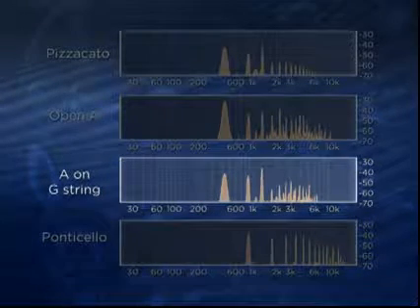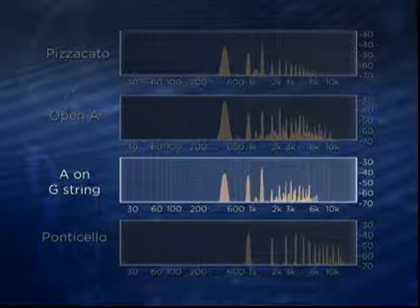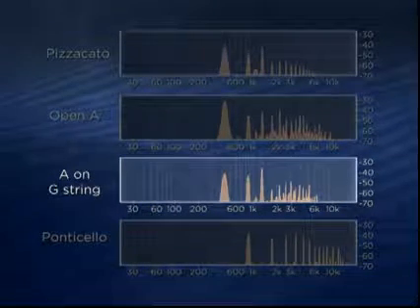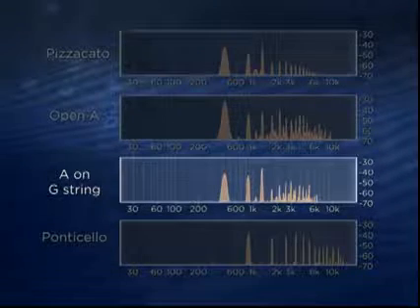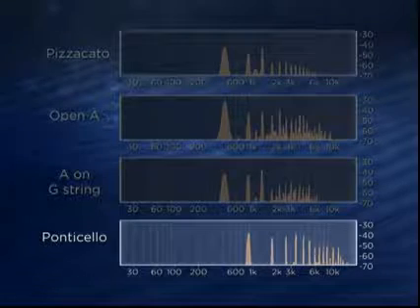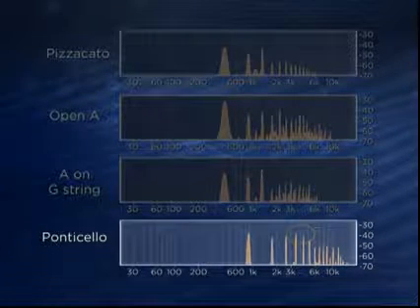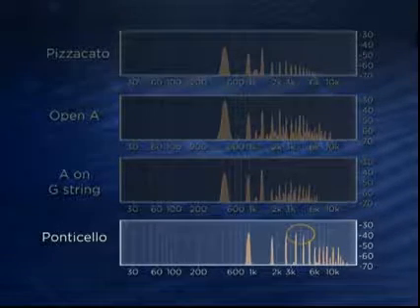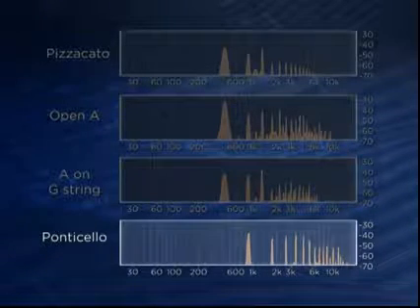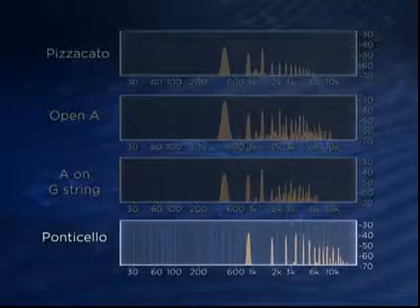The A on the G string, the higher overtones are much quieter. The recipe calls for much less of those higher overtones and just more of the initial ones, the lower frequencies. And when you play ponticello, I want you to look closely here, from about 3,000 Hertz to 5,000 Hertz. They're even louder than the open A. That's what's giving the ponticello note the sort of pinched, icy, edgy sound to it.